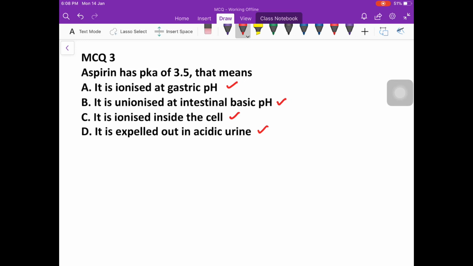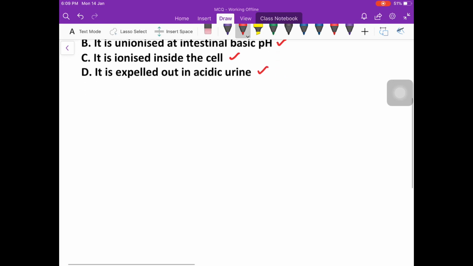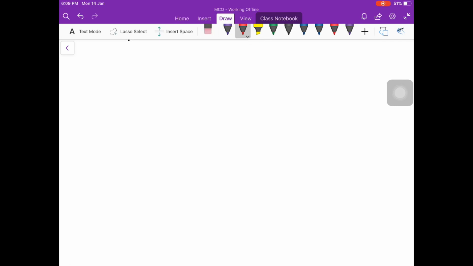Now, this is not a single MCQ. You can't just learn the answer and leave it off. It contains so many concepts. In order to understand this, first and foremost, you should understand the importance of knowing pH and the drug characteristics.